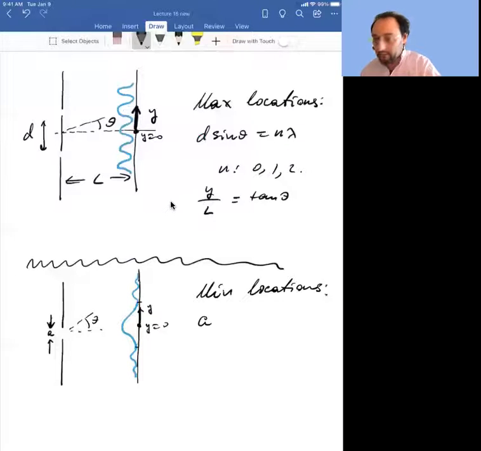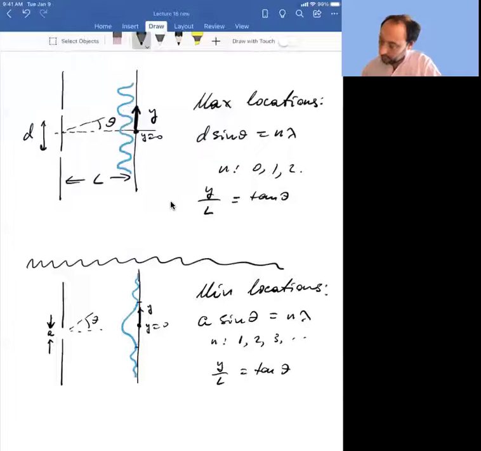They are given by a formula that looks the same, but this is a formula for positions of minima. There's not a formula for positions of maximum for a single-slit diffraction. It's a much more complicated expression. You have to do integrals, never mind. But there is a formula like that, a sine theta equals n lambda. Again, n equals 1, 2, 3, and so on. And again, y over L equals tangent of theta.